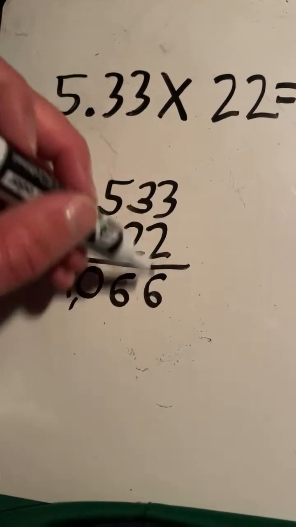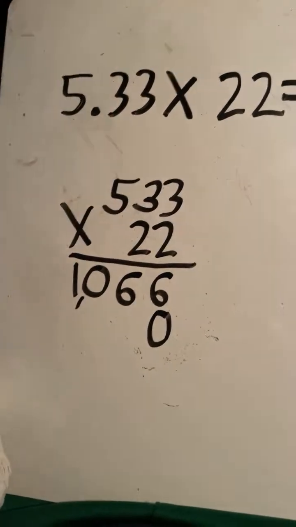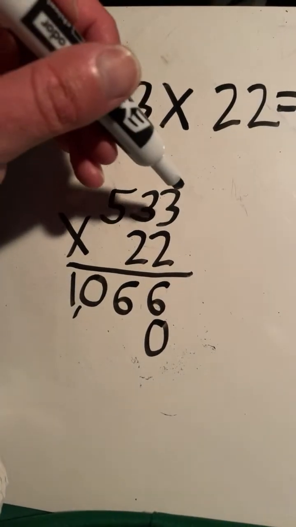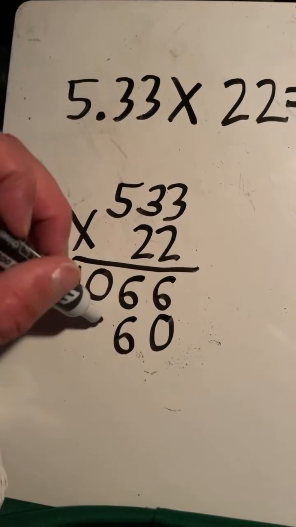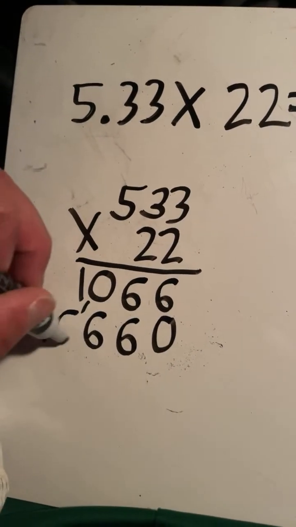Next, we put a 0 because both of the numbers here have been multiplied. Again, 3 times 2 equals 6. 3 times 2 equals 6. 5 times 2 equals 10.